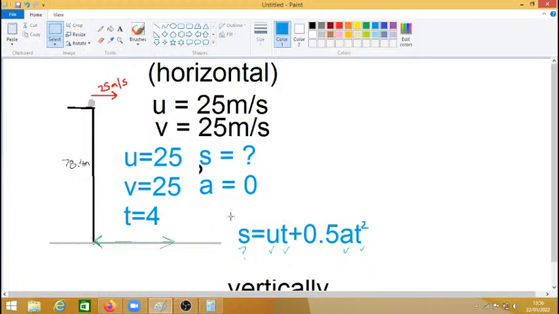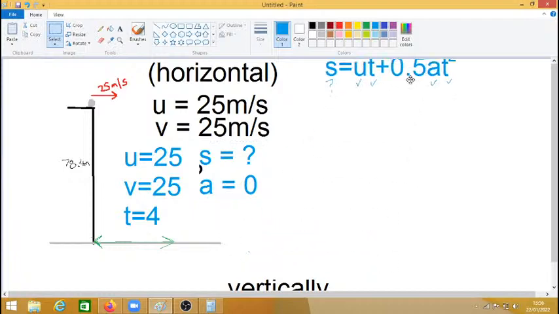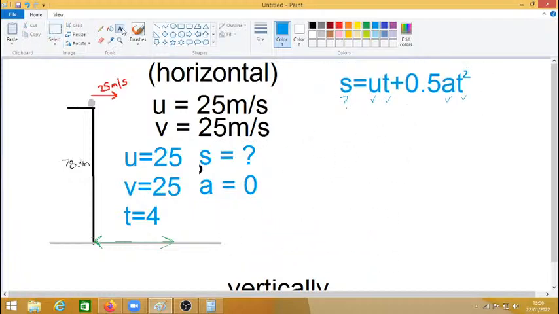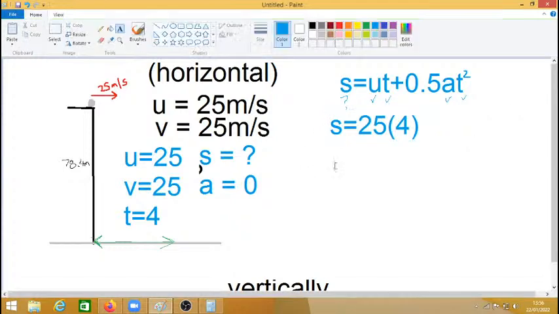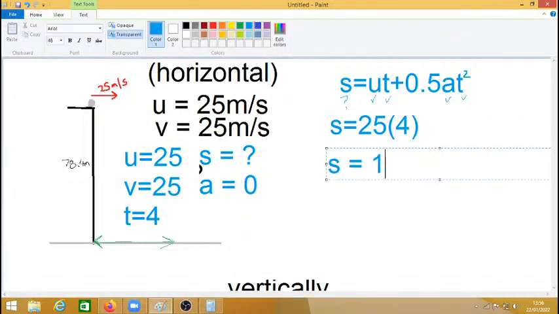While I'm doing that, see if you can try it yourself, see if you can substitute in. There's no rearranging needed, so it should be quite a quick one for you to do. So let's put the numbers in. S is unknown, so we can leave that as S. U is 25, time is 4, so that's 25 times 4, plus 0.5 times acceleration, which is 0, which will make the whole thing 0. So I can just cancel all of that. That's s is equal to 25 times 4, which is 100. So the distance it's traveled is 100 meters.